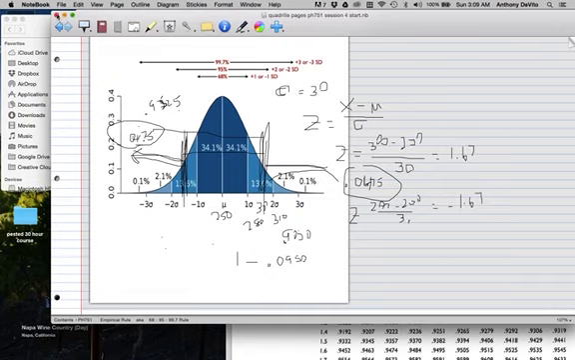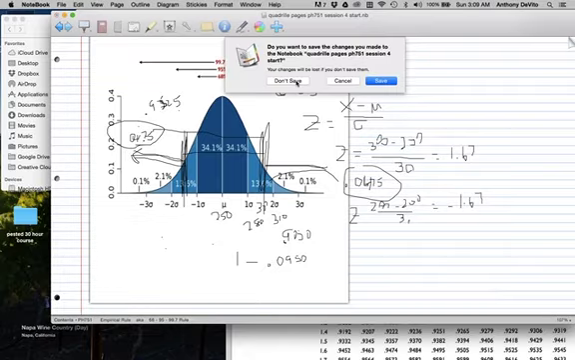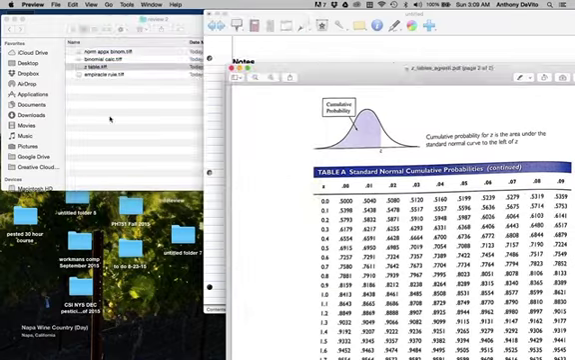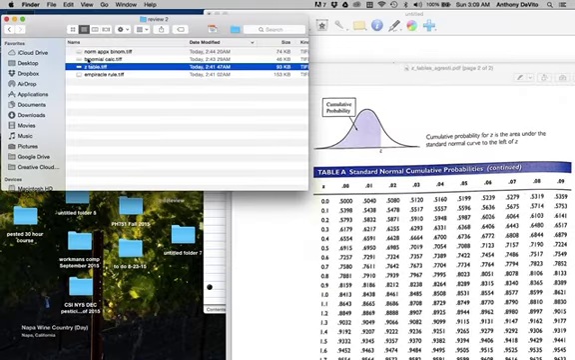binomial distributions. Okay, so I'm going to say save. Get rid of that. Okay, and I'm going to open up this here. Okay, so let's see.